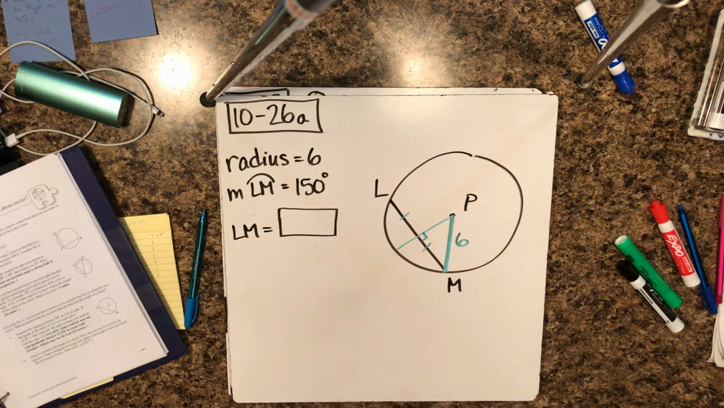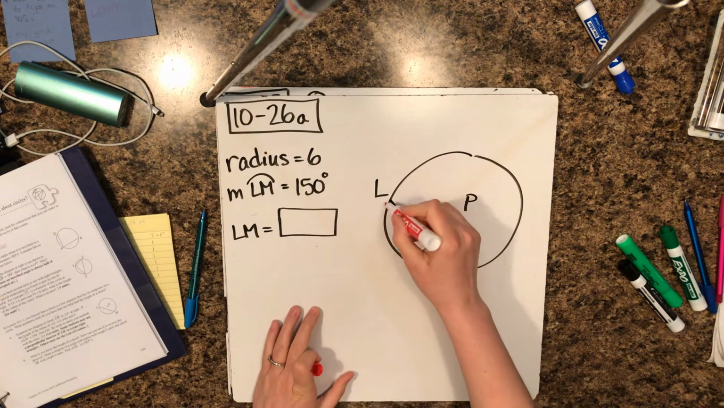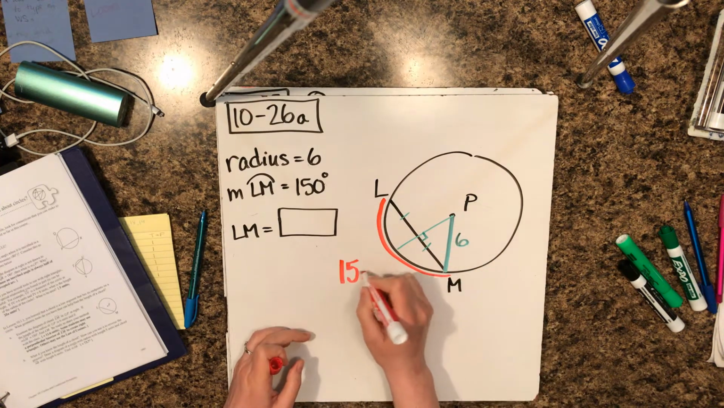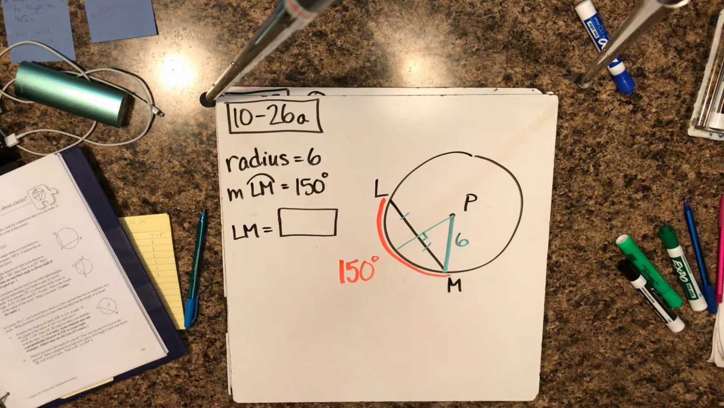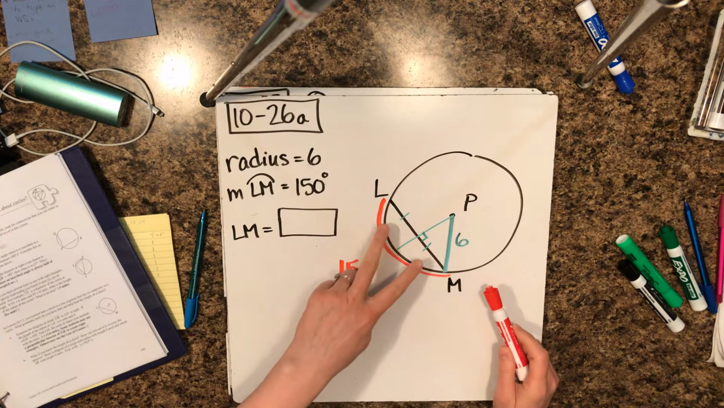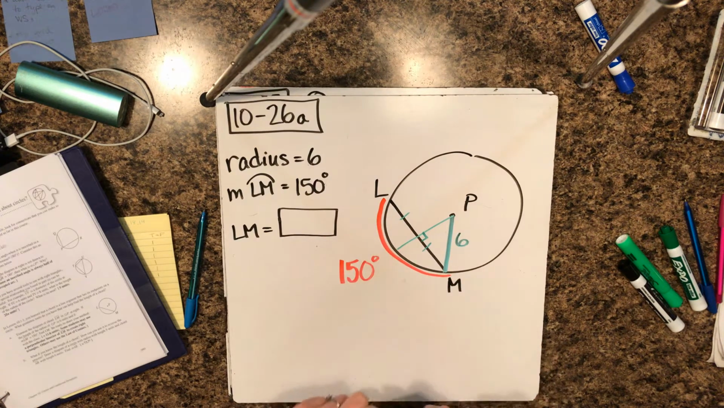Now they give me a different kind of clue here. They tell me that the measure of arc LM is 150 degrees. Okay? Now if I know that I'm going to make a right triangle and it's going to cut the chord in half, it's also going to cut the arc in half.